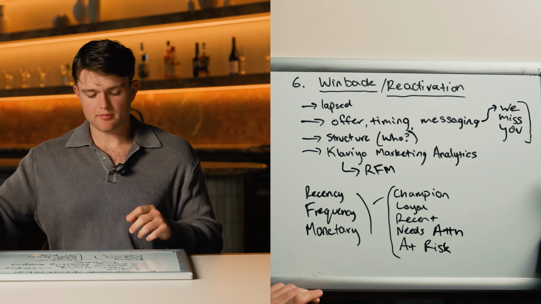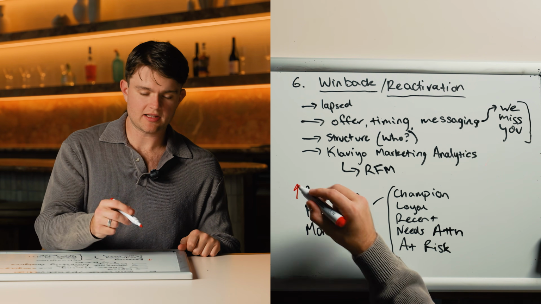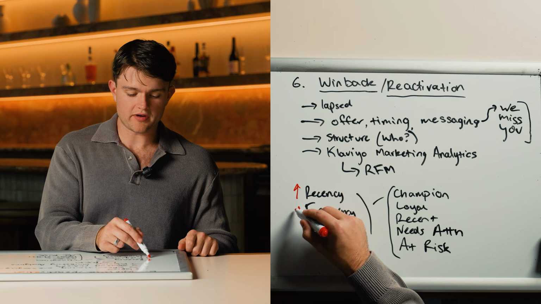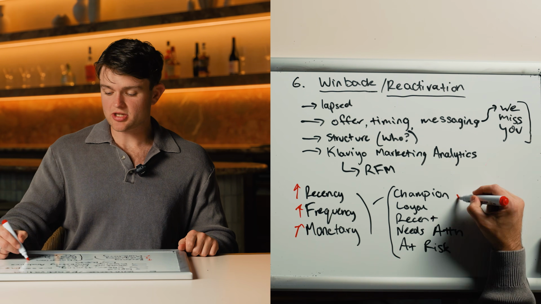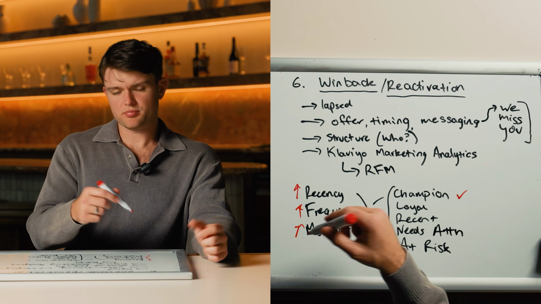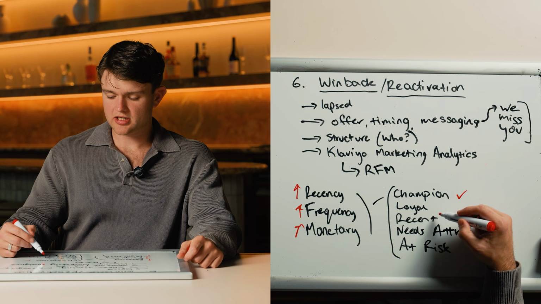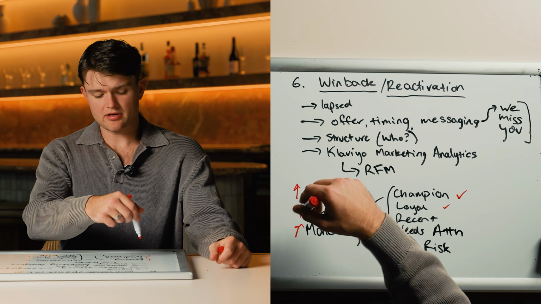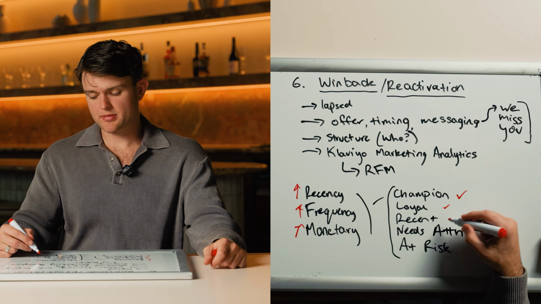So for example, someone who has really high recency, like they've ordered very recently, they order very often, and they usually spend a lot of money, they're going to be a champion customer. Someone who buys pretty frequently, they spend a good amount of money, they're going to be a loyal customer. Someone who's bought recently, but they don't necessarily buy frequently or spend much, they're recent.